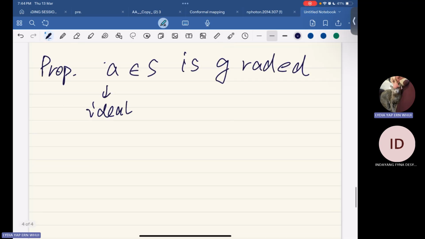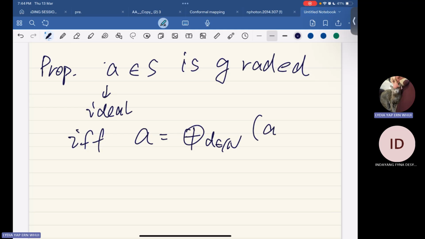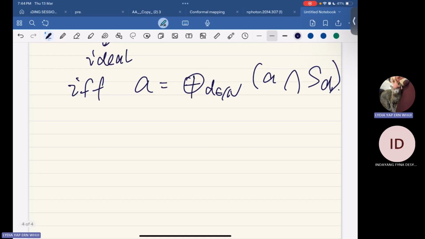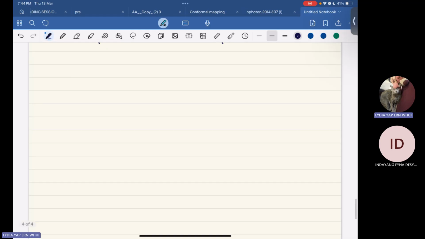An ideal A is graded if and only if A is equal to a direct sum of A intersection S_d. I think this proof is just technically by definition, but let's see it, because if we skip every proof, this lecture will be nothing. First, let's see one direction.